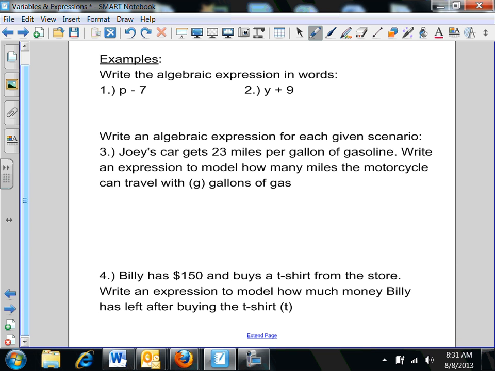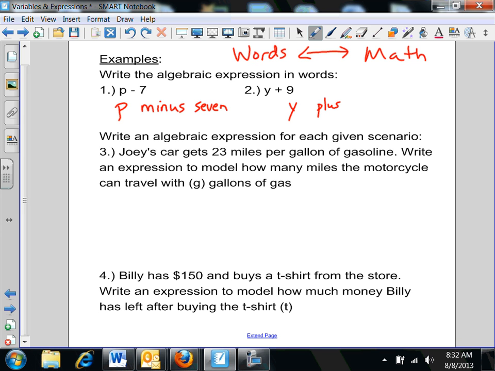So for these examples, we are going from words to math and back. So we're going back and forth between writing things in words and then writing things in math. So number 1, it tells us to write the algebraic expression in words. So I'm going to write p minus 7 in words. Simply, that's p minus 7. Real easy. Second one, y plus 9. Make sure your spelling's right.